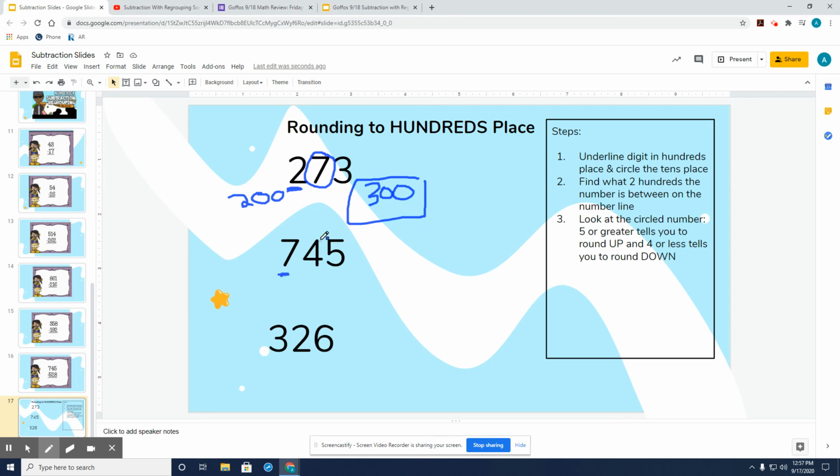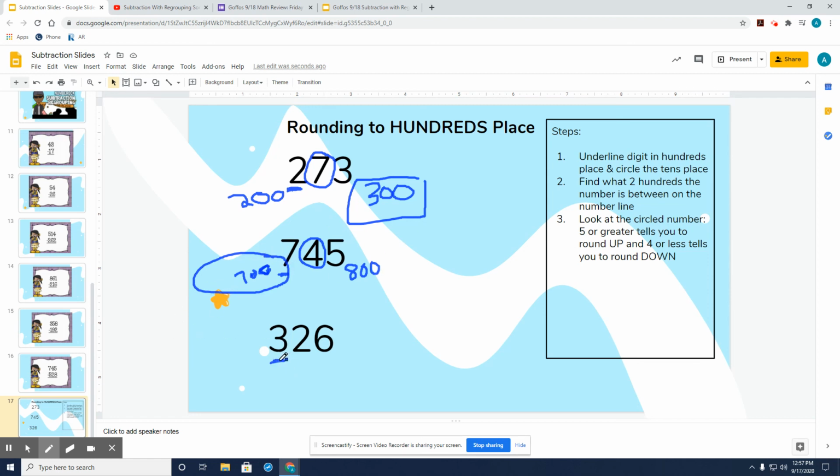745, you underline that 7, circle that 4. You know that 745 falls between 700 and 800 on the number line. Sorry, my zeros are a little messed up. Hard to write on here. Okay. And then that 4 tells me that I'm going to round down. So 745 rounds to 700.